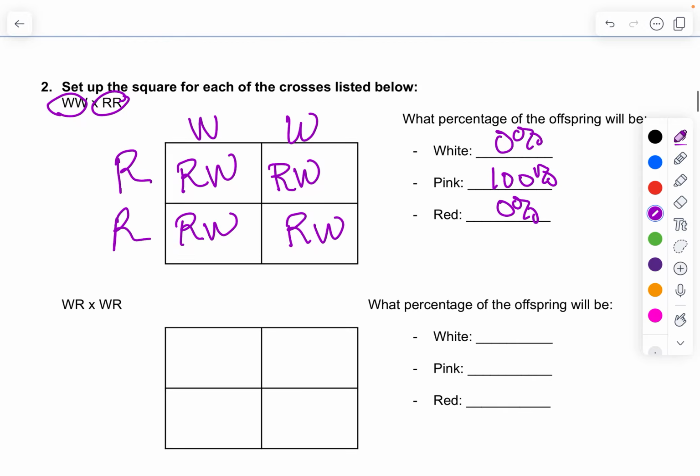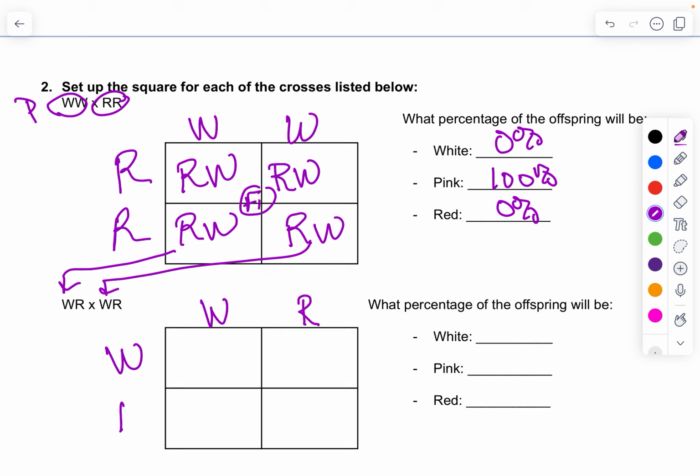Okay, so when we do work these out, these would be your P generation, your parent generation. This would be what's called your F1 generation, your first filial. In plants, we can then cross those and get a second generation to see what that second generation looks like. So that is what we did here. Again, it doesn't matter if it's RW or WR, same thing. I'm just going to go in the order that's written there, WR.